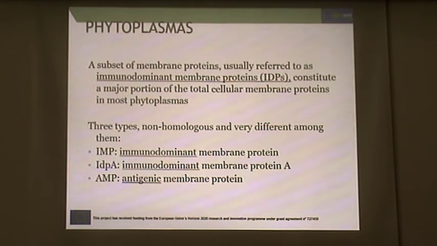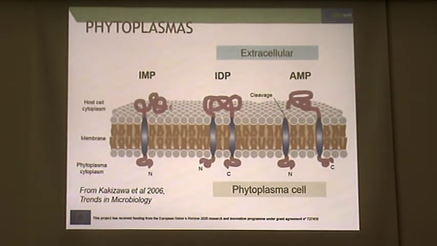The first type is IMP, immunodominant membrane protein. The second is IDP A, immunodominant membrane protein A. And the third is AMP, antigenic membrane protein. They look very similar, but are different in a way. So this is the shape, you see? IMP, IDP, AMP. Probably the function is the same, but they developed independently in different phytoplasmas.